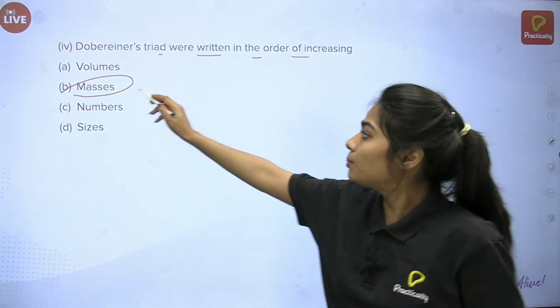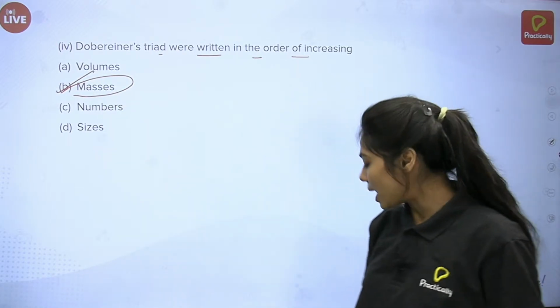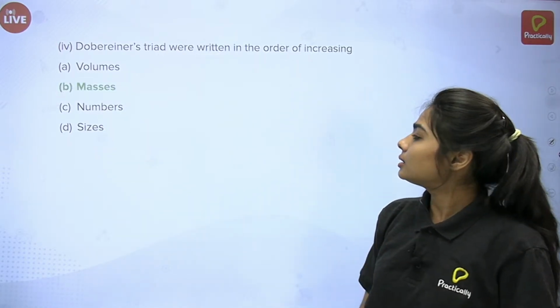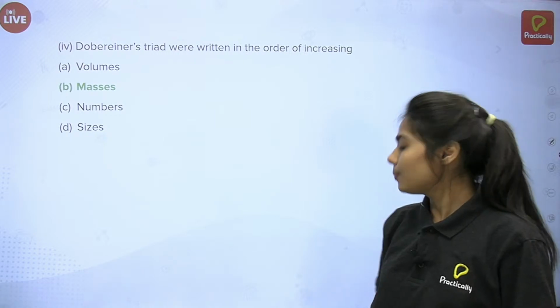Okay, so B is the correct answer. So Dobereiner's triads were written in the order of their increasing masses. I hope it is clear.